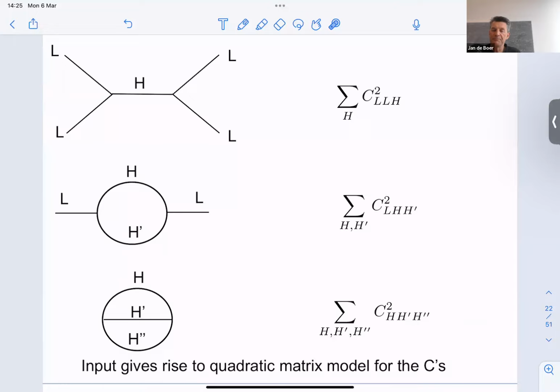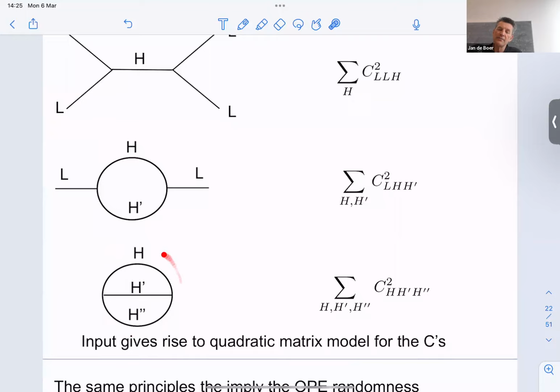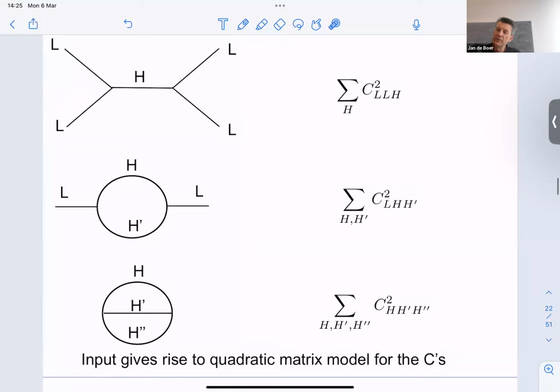Similarly, a two-point function at high temperature is equal to a sum over OPE coefficients squared, where you sum over that heavy line and this heavy line. And then if you do these types of diagrams, which in a 2D CFT would correspond to a genus 2 computation, you can sort of see a genus 2 diagram here. Then you have to sum over 3 heavy indices. So these are all things that can be approximately computed in the semi-classical gravitational theory.